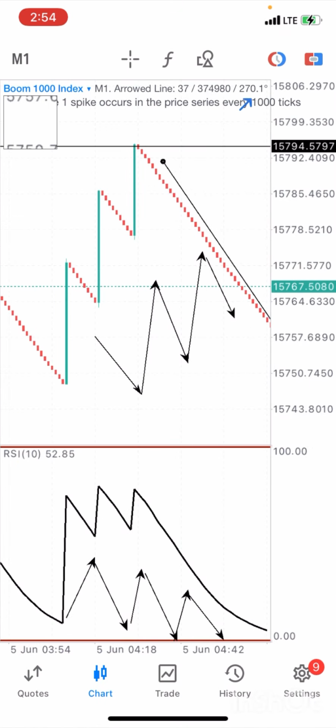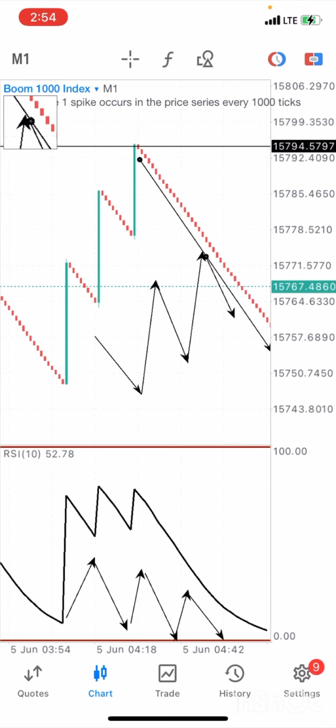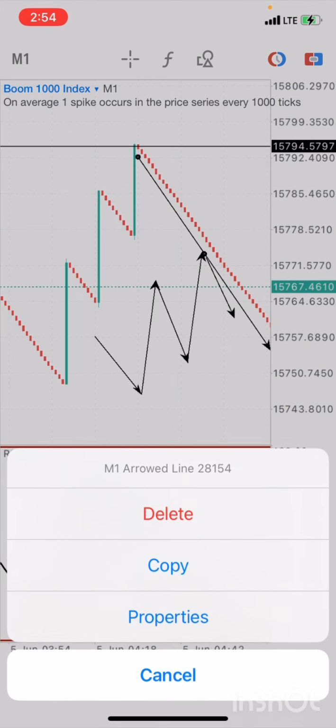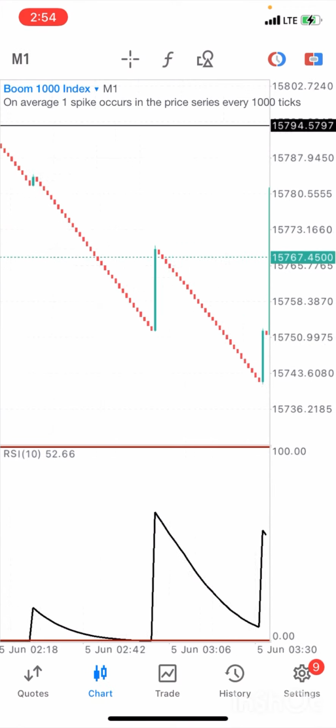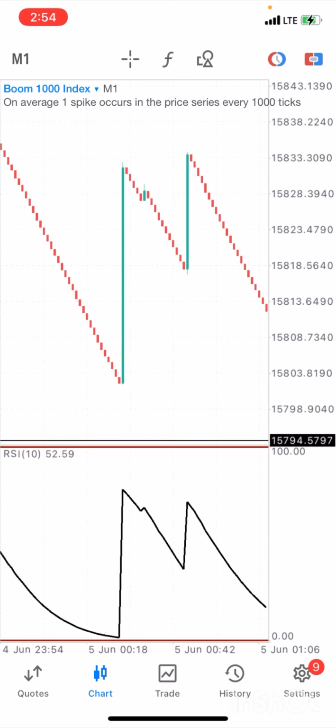You see how many candlesticks that person has caught? It would have been a lot of candlesticks. That means a lot of money, guys. So I'm going to show you guys more examples.